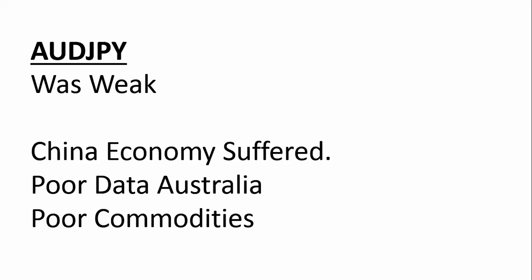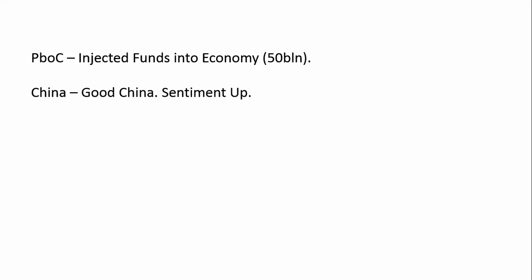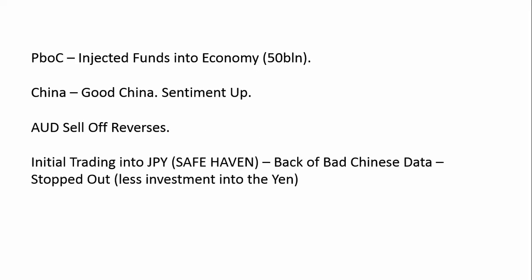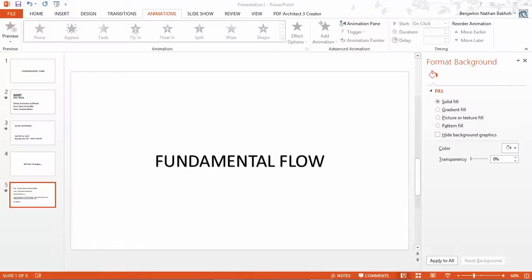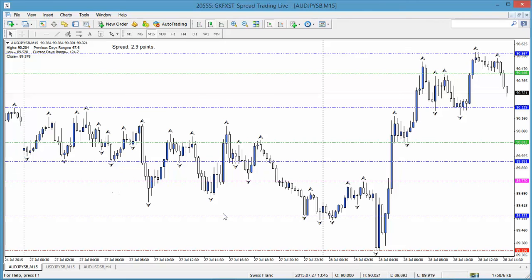And again, just to go back on that, so we've got the poor Chinese economy, poor data from the Australians, poor commodities. We have a sell-off on the Aussie dollar, so that's the flow. We're buying into the Japanese yen, and therefore the Aussie yen drops down. And that's the fundamental flow of that downwards move. Then we get some good news for China, so that Aussie sell-off reverses, initial trading into the yen, so those safe haven trades are stopped out. Less investment goes into the yen, so it weakens. So that's a simple explanation as to why we're seeing such moves in the charts.